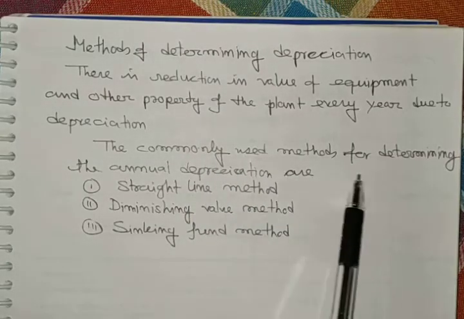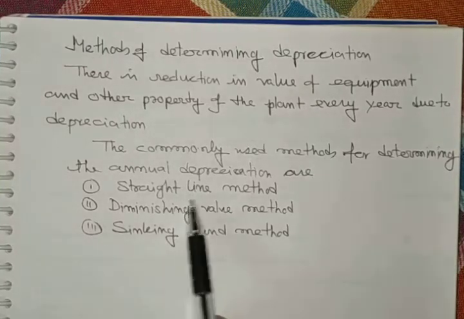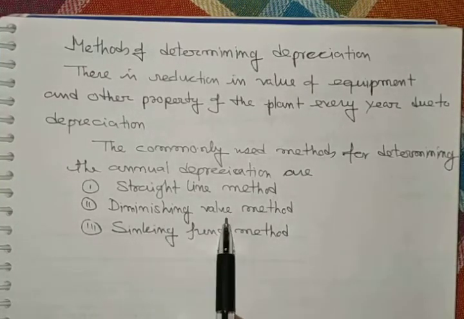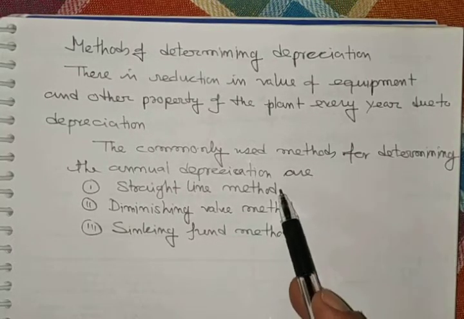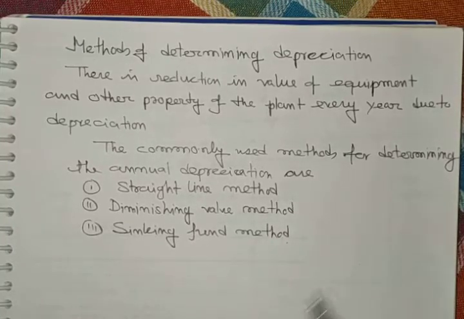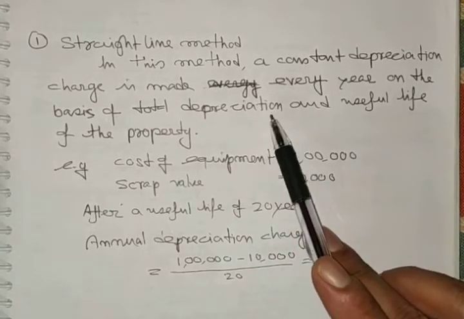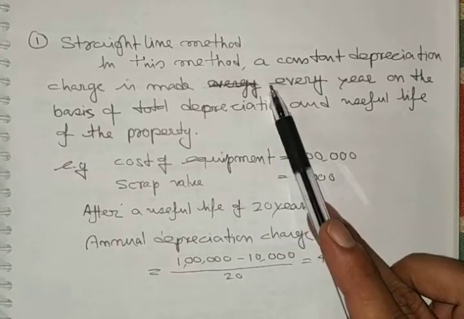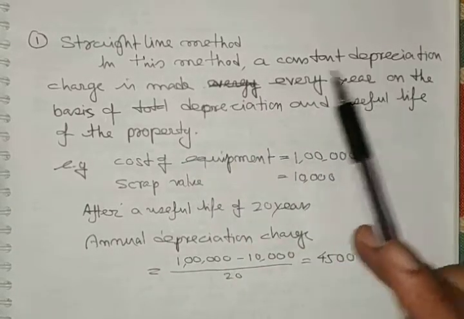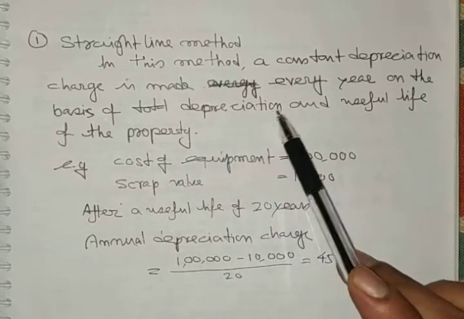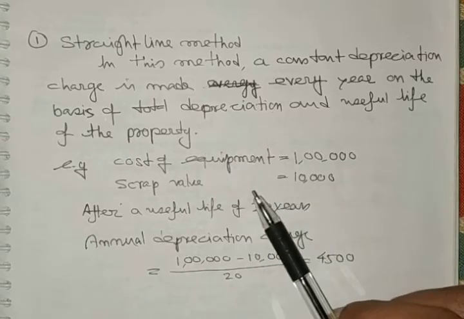The commonly used methods for determining the annual depreciation are the straight line method, diminishing value method, and sinking fund method. Today we discuss the straight line method and the diminishing value method. First, the straight line method. In this method, a constant depreciation charge is made every year on the basis of total depreciation and useful life of the property. Let's take one example.